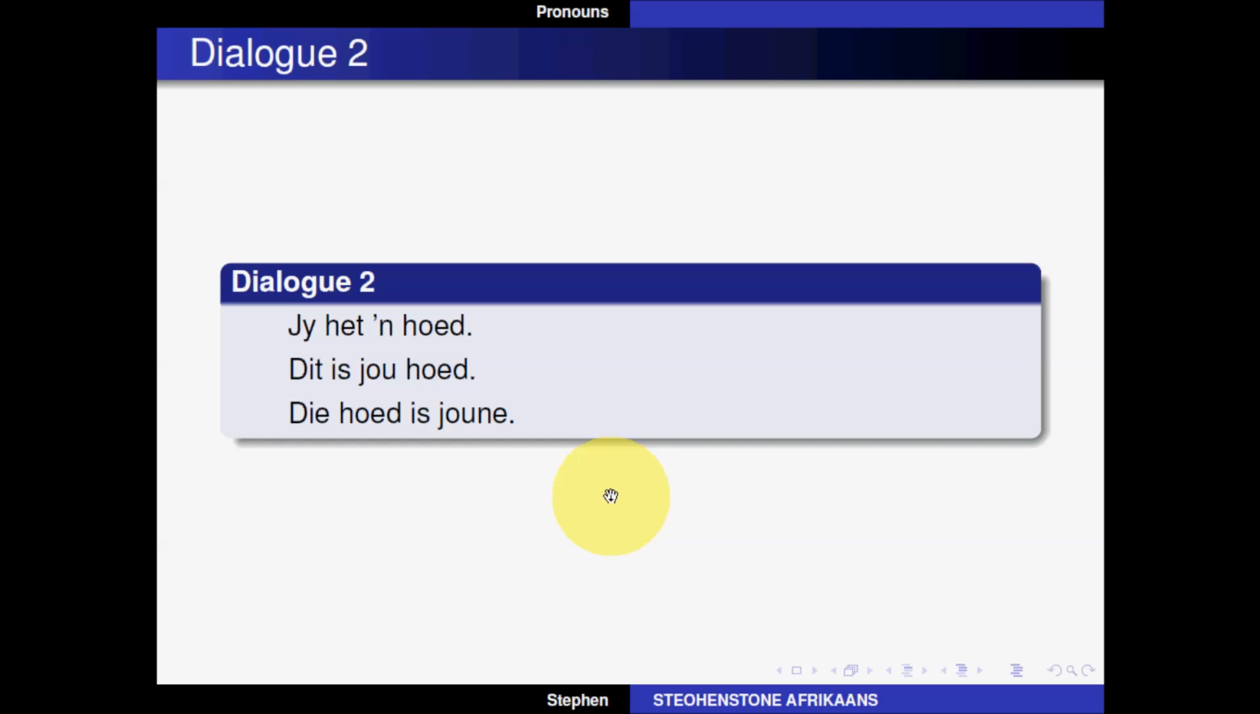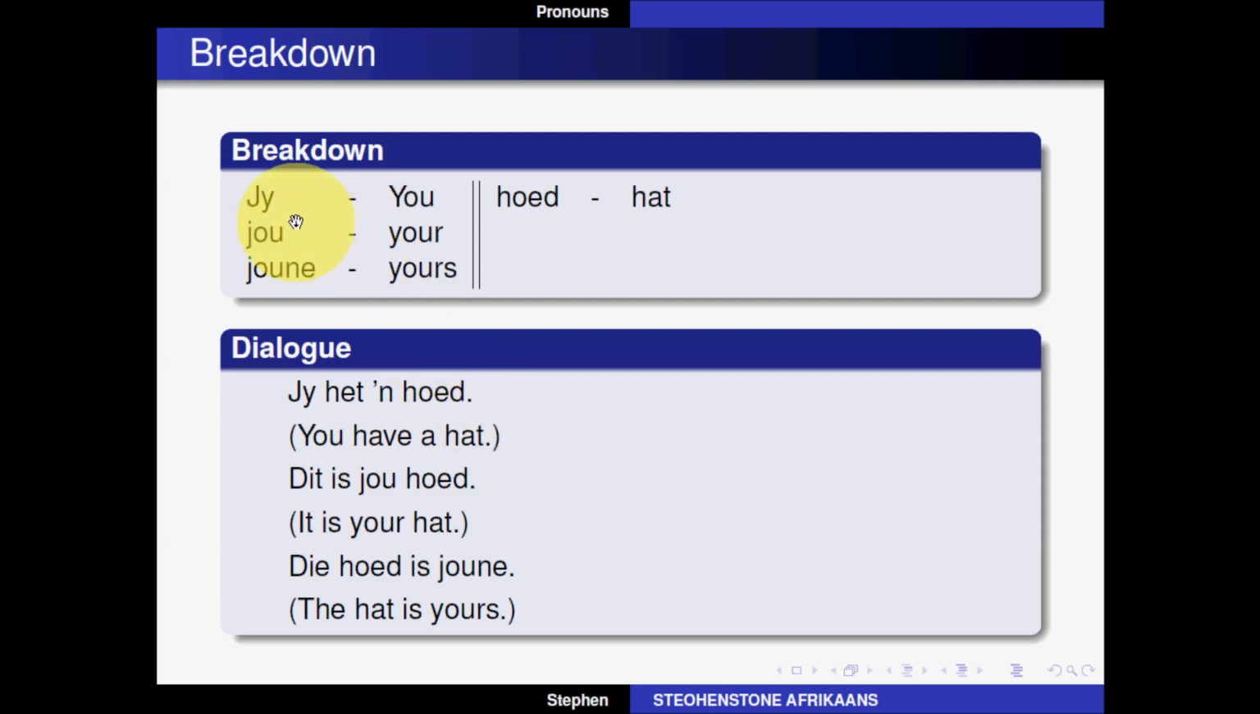Let's read it first. Jy het 'n hoed. Dit is jou hoed. Die hoed is joune. So here, I've replaced ek, my, en myne with jy, jou, en joune. Jy means you. Jou means your. Joune means yours. And a new word is hoed, meaning hat. So the first sentence, jy het 'n hoed, means you have a hat.